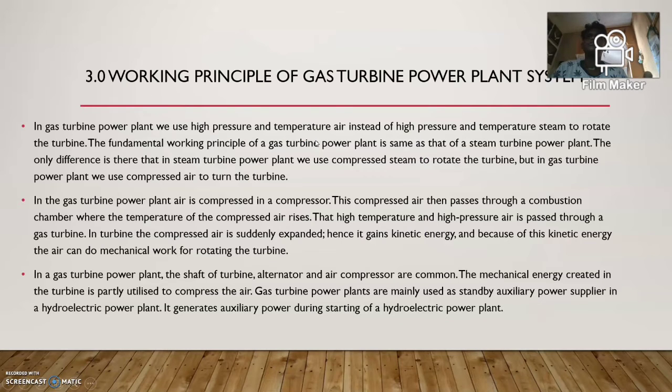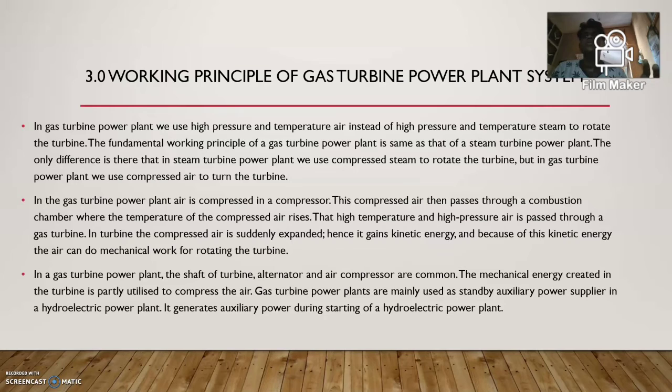So the next is the working principle of gas turbine power plant system. In a gas power plant, we use high pressure and temperature air instead of high pressure and temperature steam to rotate the turbine. The fundamental working principle of a gas turbine power plant is the same as that of a steam turbine power plant. The only difference is that in a steam turbine power plant we use compressed steam to rotate the turbine, but in a gas turbine power plant we use compressed air to turn the turbine.